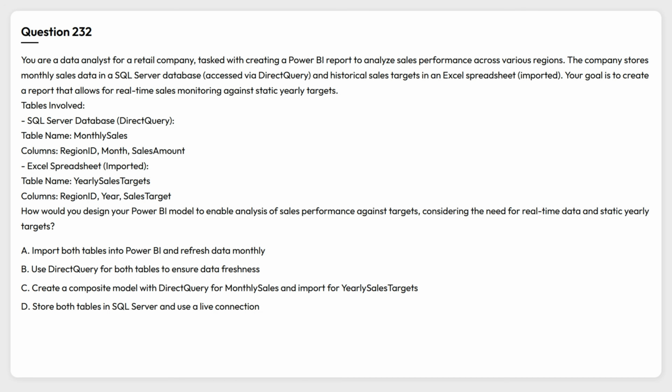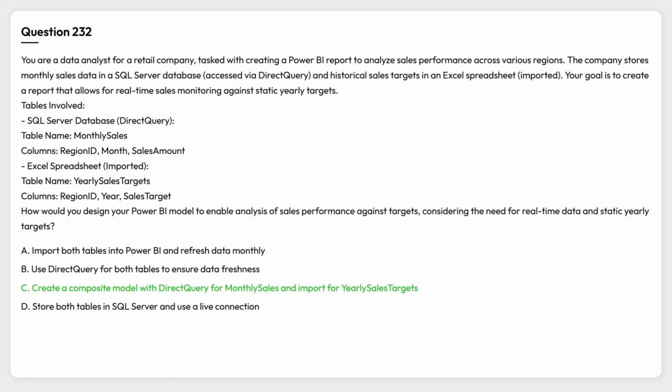Option A. Import both tables into Power BI and refresh data monthly. Option B. Use direct query for both tables to ensure data freshness. Option C. Create a composite model with direct query for monthly sales and import for yearly sales targets. Option D. Store both tables in SQL Server and use a live connection.